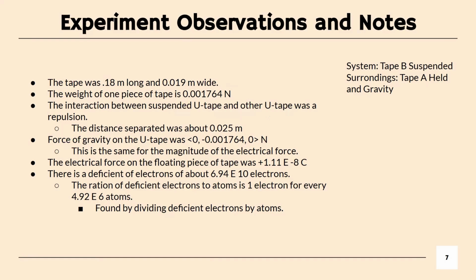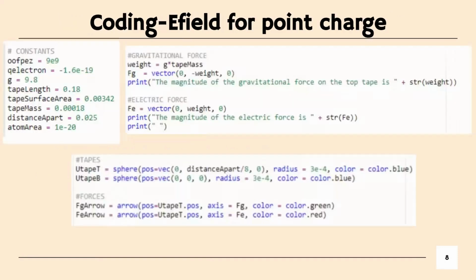And the deficit of electrons of about 6.94 e to the 10 electrons. So this was all of my experimental data. Now we get into the coding. The coding takes part in two places, one as a point charge and then one as a line charge.